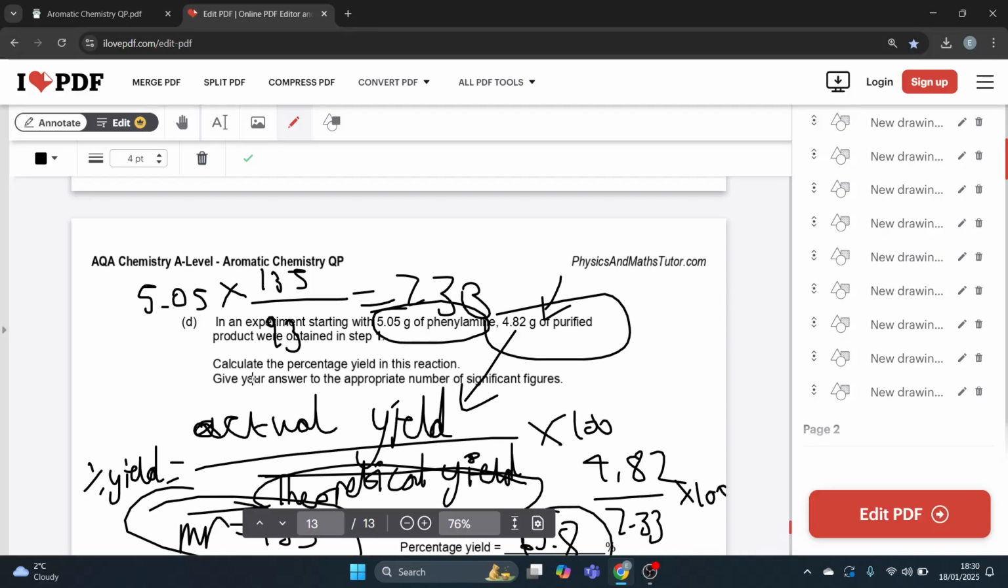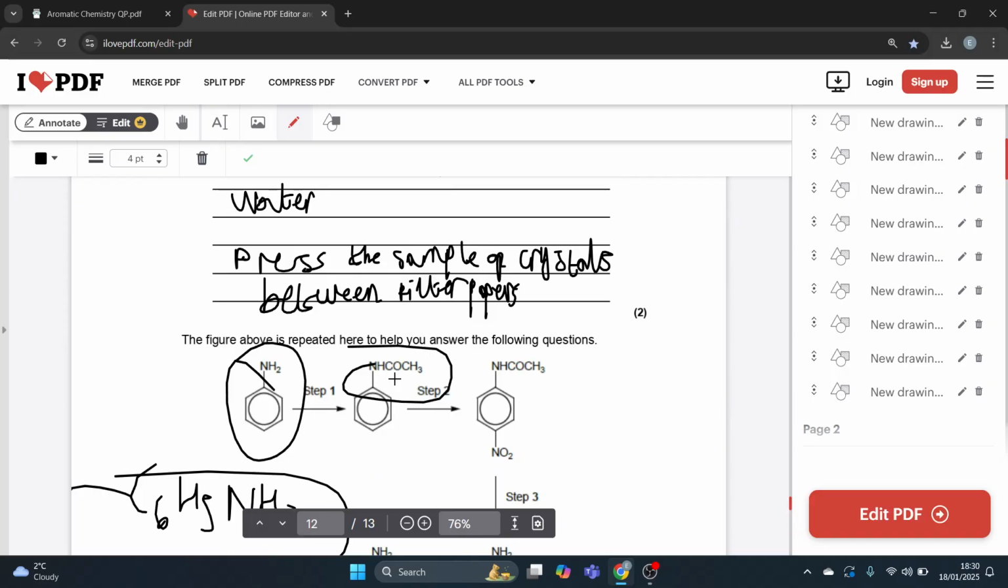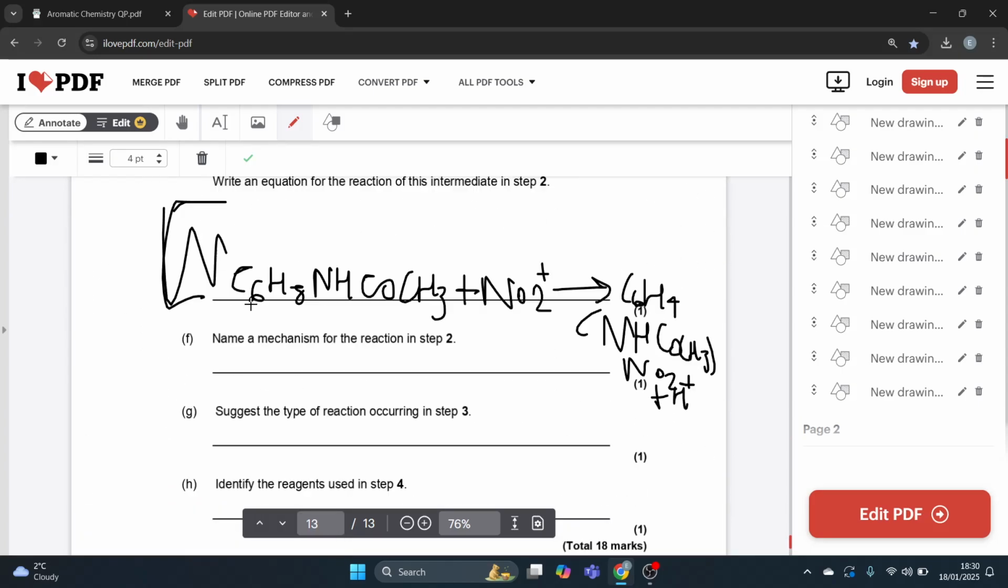Name the mechanism for the reaction in step 2. Again, a classic question. In step 2, that is electrophilic substitution, because this stays the same. All we've done is add the NO2 group. So yeah, electrophilic substitution. You can see how many 1 markers F, G, and H are, just about the mechanism.